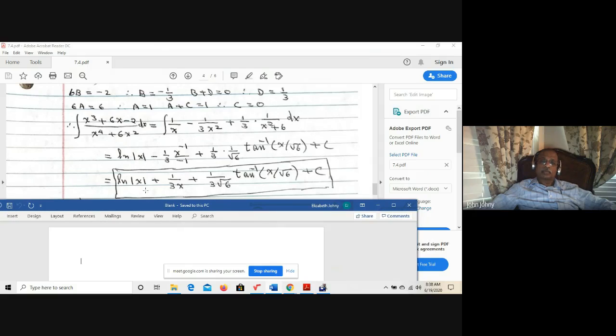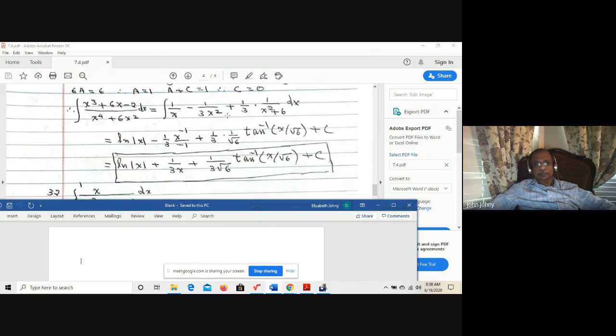So natural log of x. Two negatives makes a positive. 1 over 3x plus 1 over 3 times square root of 6 tan inverse x over square root of 6 plus c.